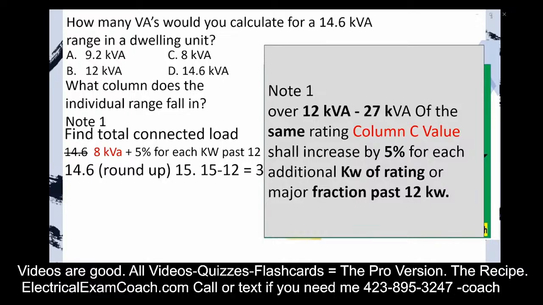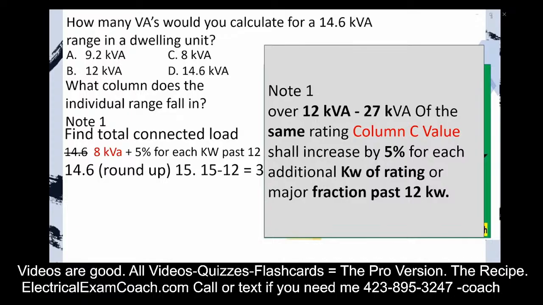And what the code states is that you're going to increase it for each kW past 12 or major fraction thereof. That's just a fancy way of saying if it's 0.50 or greater, you're going to round up. If it's 0.49 or less, you're going to round down. Well, in this case, we're 0.6, so we're going to round up to 15 kVA. So we are 15, and we need to find out how many we are past 12. Well, to do that, we can do some simple math.